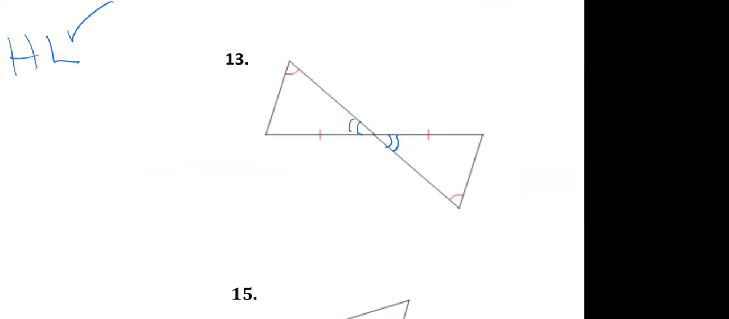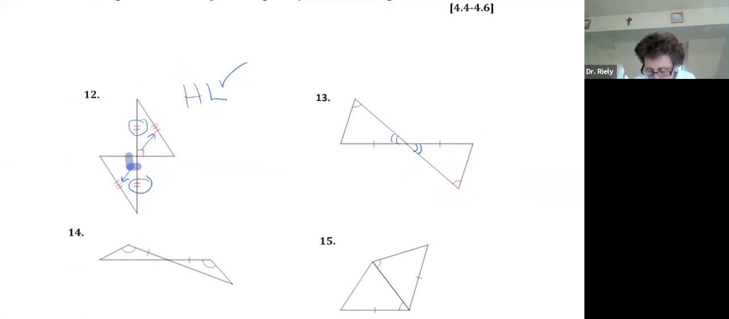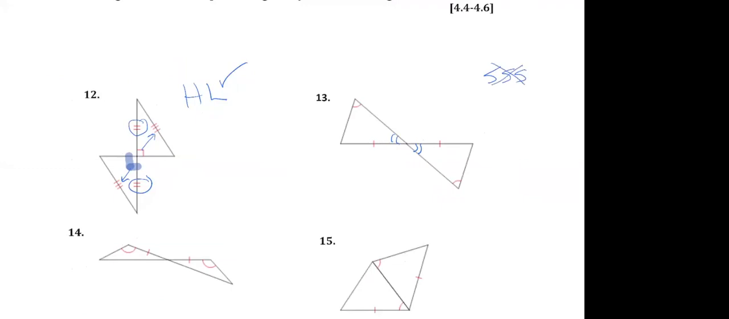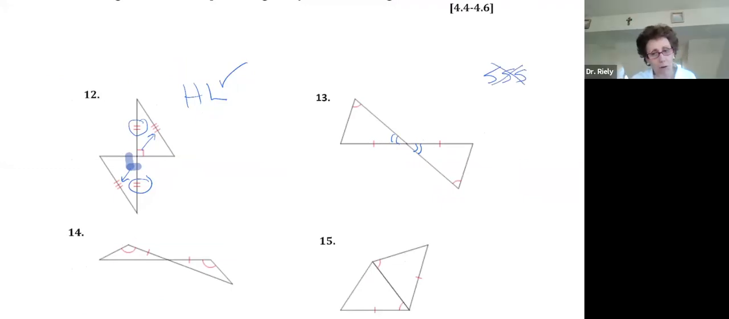Well, which one? Should we try some of them? It can't be side, side, side, because I don't have 3 sides marked, and I can't mark my sides. Can I do side, angle, side? Nope, I don't have it. I don't have the second angle that would make me have side, angle, side. I would need this angle and that angle, and they have not given it to me, so I can't use that. So that's out. Let me erase what I just wrote there so it doesn't confuse things.